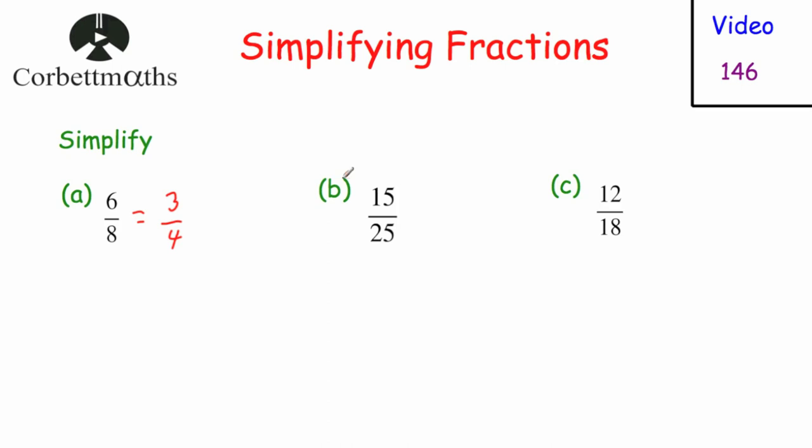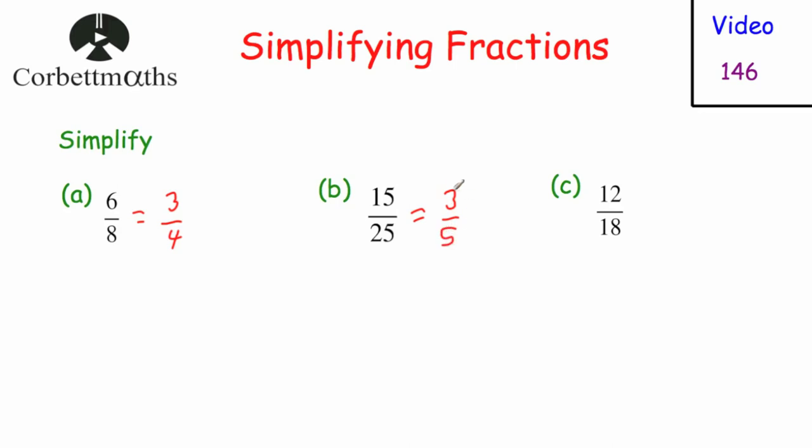Okay, our next one is 15/25. So we're looking for a common factor. What can we divide both of these numbers by? Well, 15 and 25 are both in the 5 times table. So let's divide both of them by 5. 15 divided by 5 is 3, and 25 divided by 5 is 5.